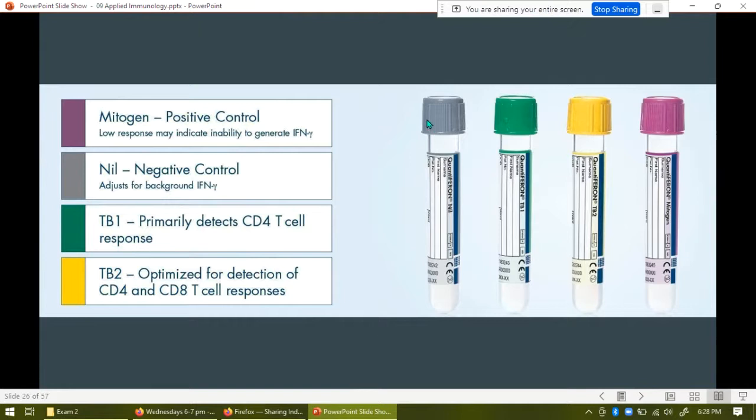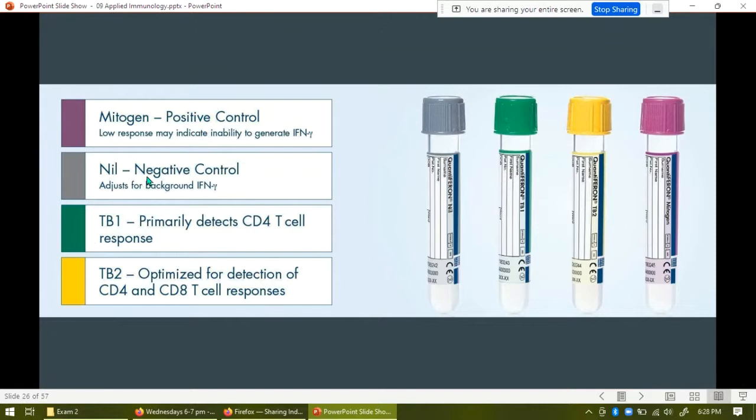So when you do the QuantiFERON-Gold, you have 4 tubes. You have a purple tube that contains a mitogen that's going to stimulate cell proliferation. And it's a positive control, so you're going to get interferon gamma production in that vial because everybody has, you know, memory Th1 cells in their blood.